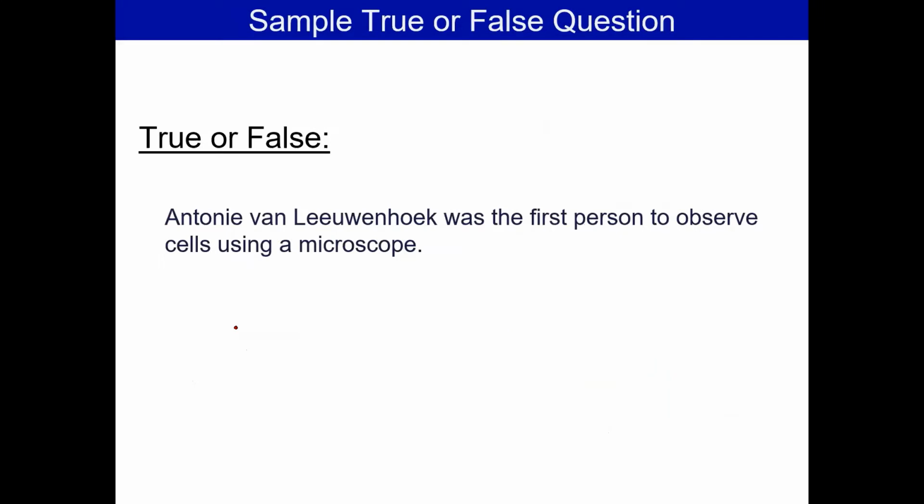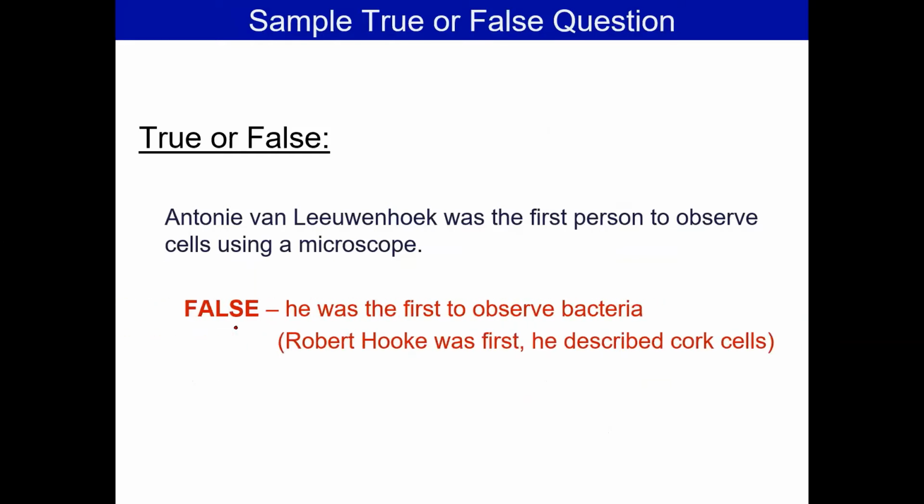There's going to be some true and false in there. I think I have 4 or 5 true and false. They're going to be mixed in with a multiple choice. So here's a sample true and false. He was the first person to observe cells using a microscope. And the answer is no. Actually, Robert Hooke, remember Robert Hooke was the guy who was looking at the cork cells. He observed the cells. Then Leeuwenhoek was the first person who observed bacteria. So do make sure you read the questions carefully.